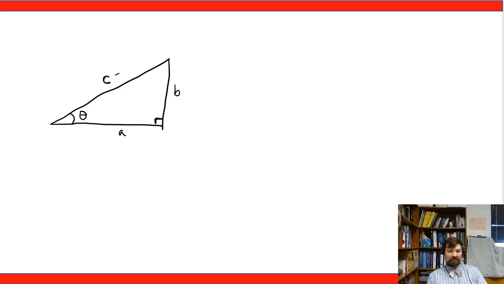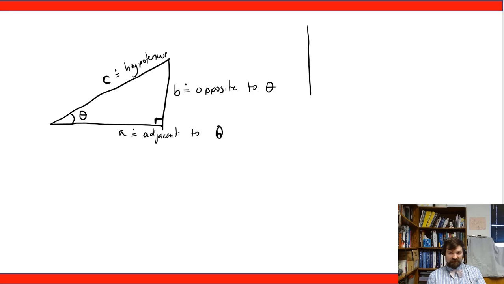But these may be represented by hypotenuse. The longest side is the hypotenuse in a right triangle. This side right here may be represented as the side opposite to theta, and this side is the side adjacent to angle theta. All right. So now that we've done those, what we want to do is see how these are related to each other. Well, you all should be very familiar with the Pythagorean Theorem.